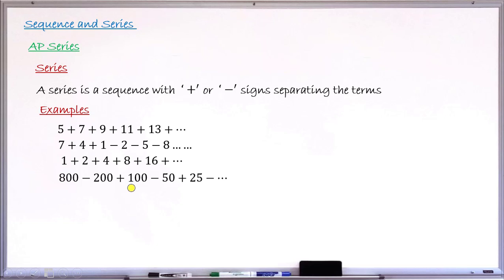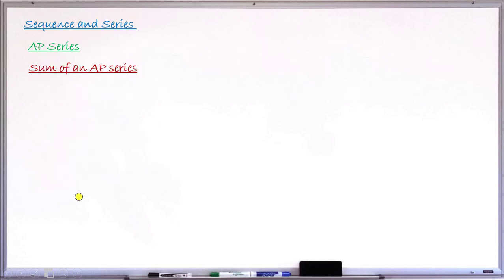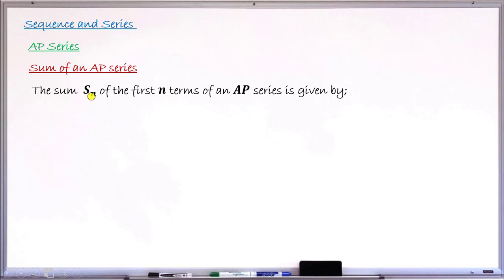So let us move and concentrate on AP series. What we learn next is how to find the sum of the very first n terms of an AP series. The sum Sn is the total if you add all the terms from the first one up to term number n. The sum of the very first n terms, if it is an AP, is given by this simple formula.